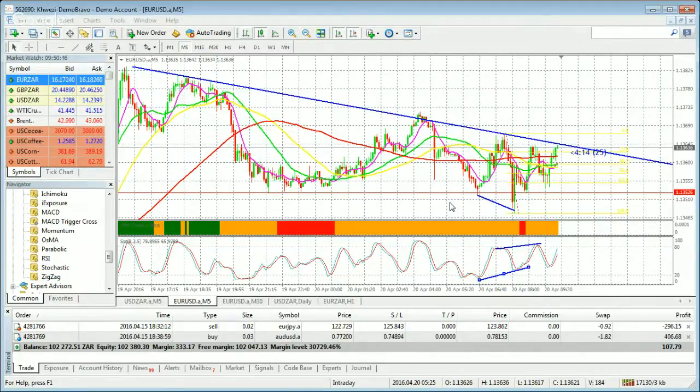It's going to bounce off that level. Let's see. Because then it's still running according to the triangle. Yeah, it looks like it's pushing down from that level.